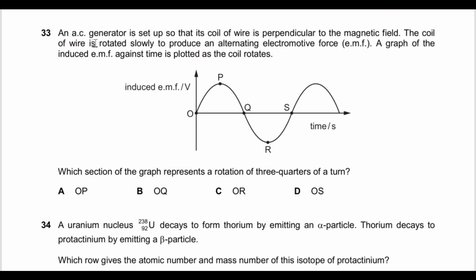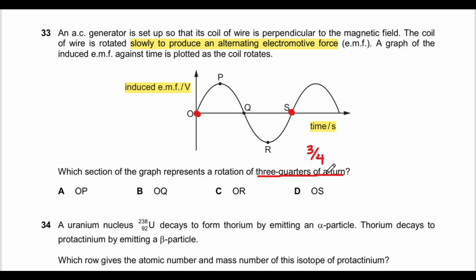Question number 33 says an AC generator is set up so that its coil of wire is perpendicular to the magnetic field. The coil of wire is rotated slowly to produce AC current and EMF. A graph of induced EMF against time is plotted as the coil rotates. So this is EMF and this is time. This from O to S is the complete cycle of the coil when it's rotating. Which section of the graph represents the rotation of 3/4 of a turn?